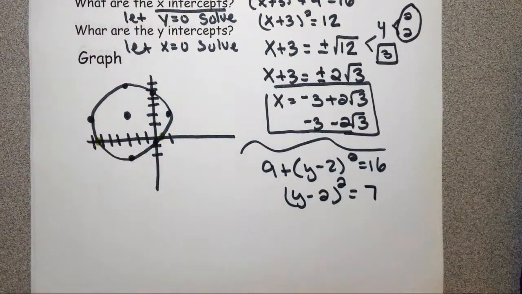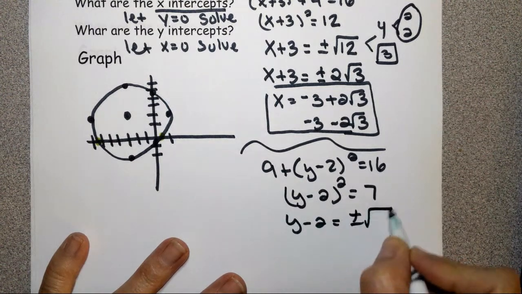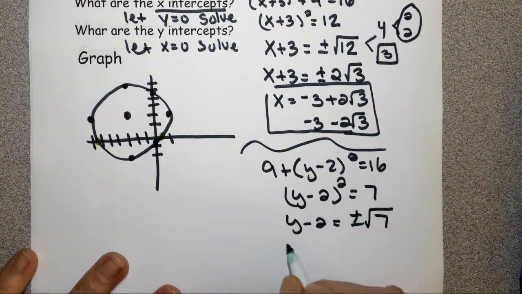Okay. Now how do I make that square go away? Square root it. Now the square root of 7 can't be simplified because it's prime. So you just leave it like that. What do I still have to do to get y by itself?